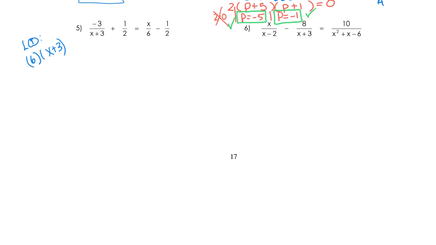So this one right here is going to need the 6, top and bottom. This one is going to need a 3 to turn it into 6, top and bottom. But it is also going to need the x plus 3. Okay, this one has the 6, but this one's going to need the x plus 3. And this one's going to need the 3 to turn it into 6, but then it also needs the x plus 3.